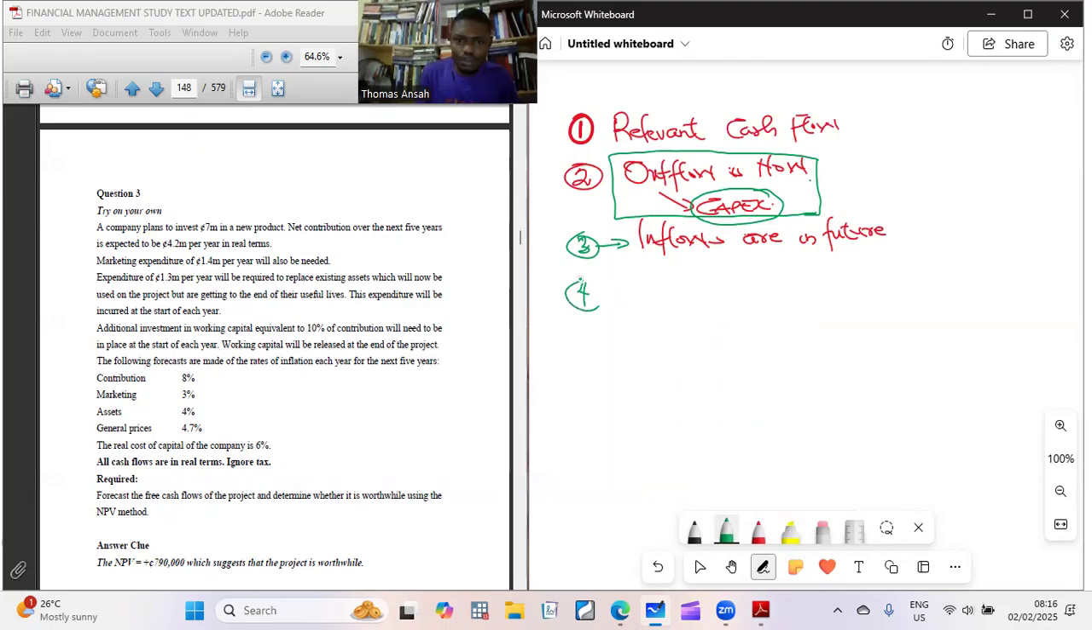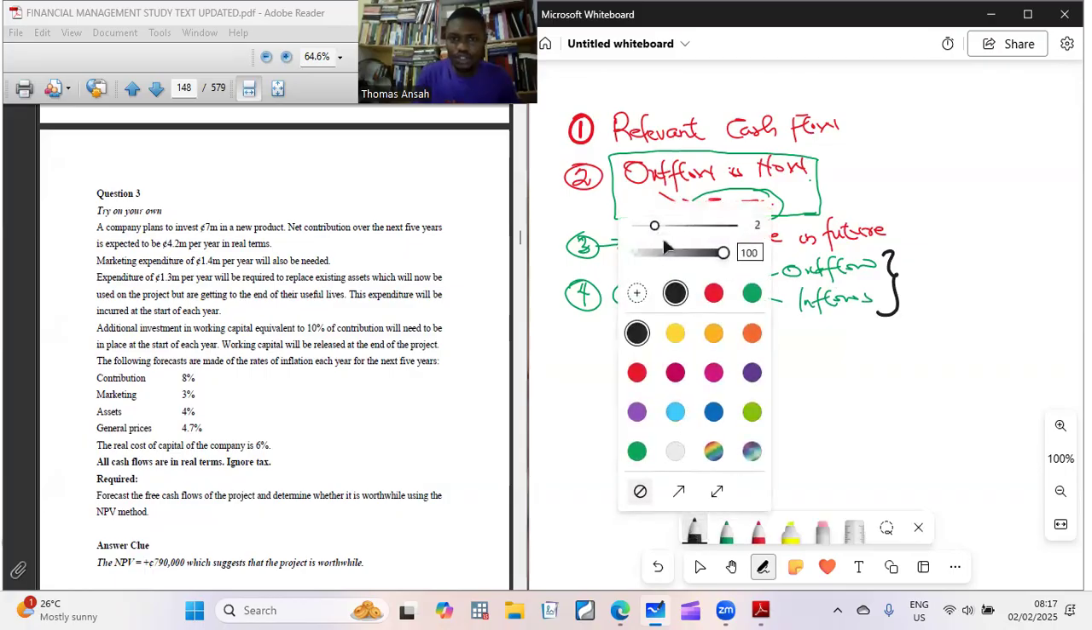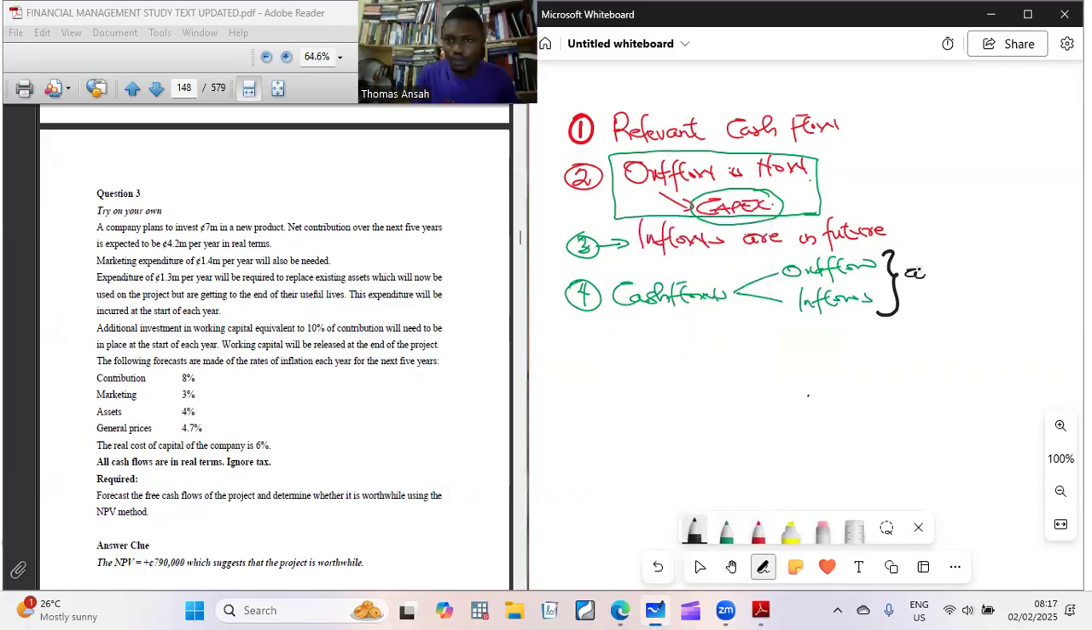Then, most importantly, understand that the cash flows that we are using to do the investment appraisal, whether the outflow or the inflow, it is assumed that they all happen at the end of the year. So they all happen at year end, not at the beginning of the year. They all happen at what? Year end. Listen, so this is how it works. This is how it works.